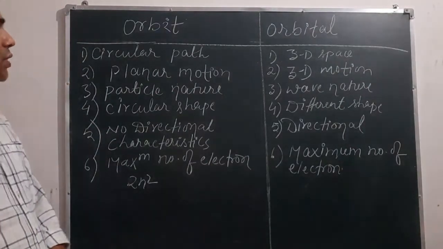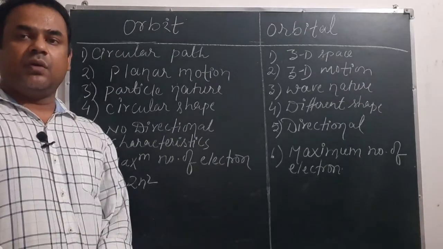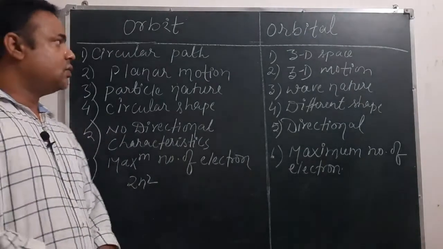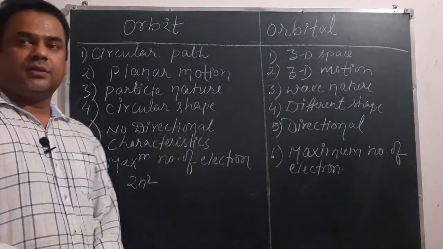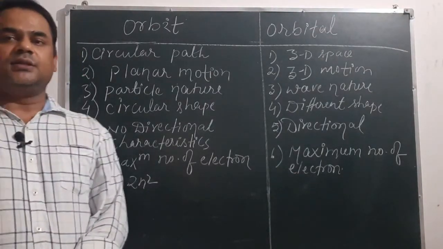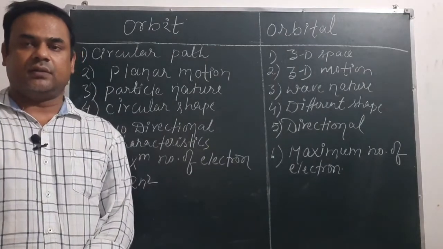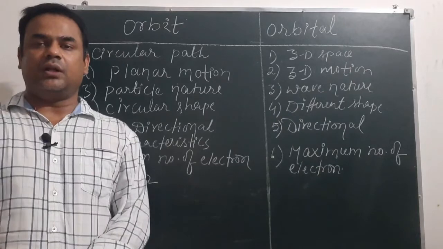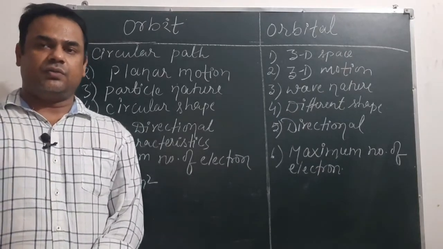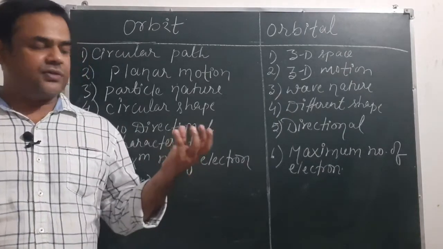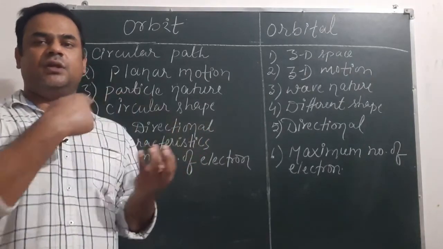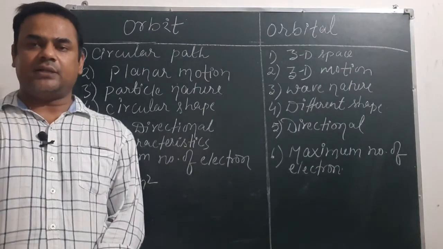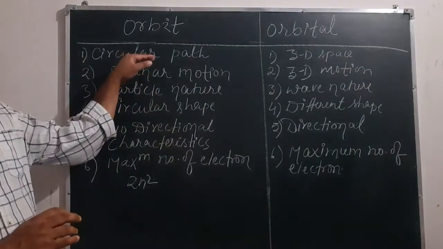Now today I am going to discuss the difference between orbit and orbital. This is very important. So when we say orbit, then orbit is a circular path. When we talk about atom, the basic model that we have understood till now is that in an atom there is a nucleus and around that the electron revolves. So the electron revolves on a circular path and that circular path is known as orbit.